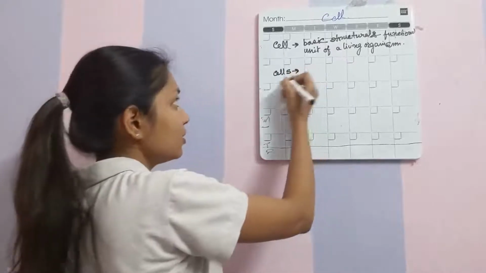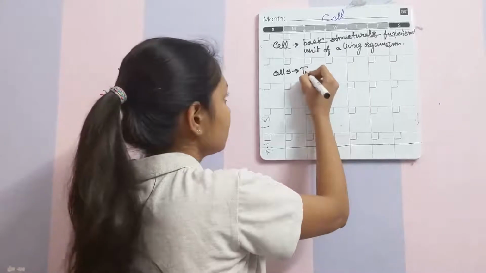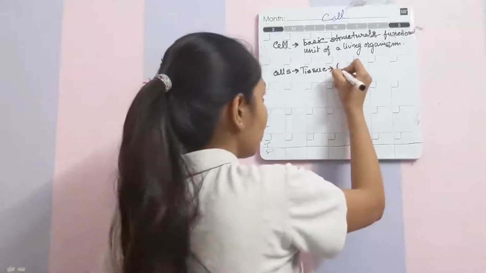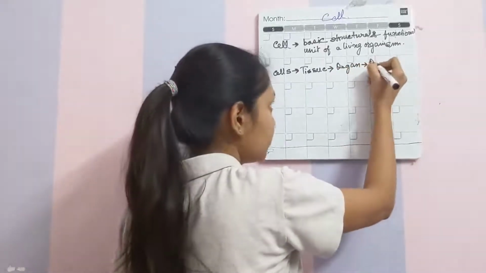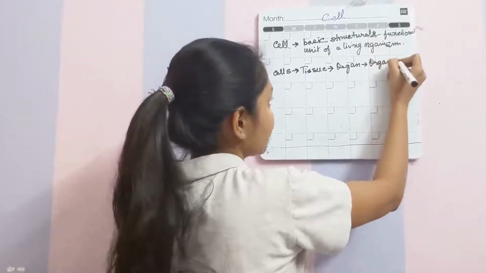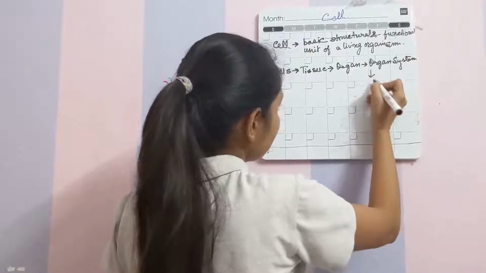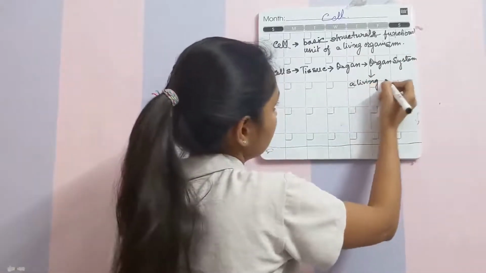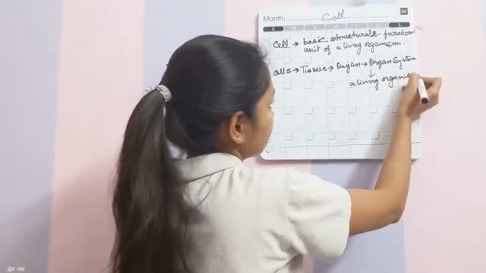A group of cells which has similar function form tissue. Tissues form organs, and organs form organ systems, and organ systems form a living organism.